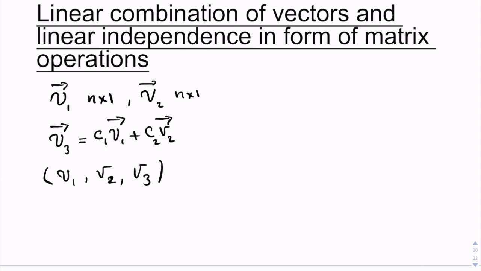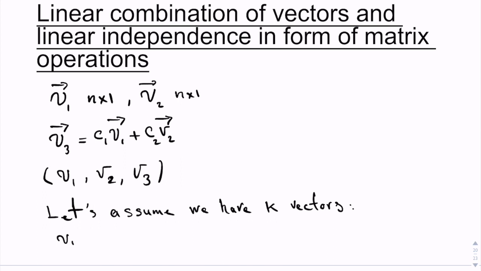But in general case, let's say we have k vectors, vector v1 all the way to vk. Then these vectors, we call them linearly independent if we cannot express each of these vectors in terms of the others. Then these vectors are all linearly independent.